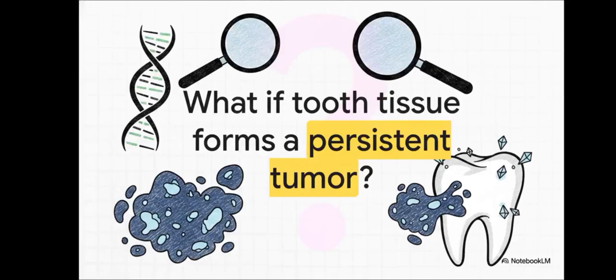Okay, let's dive right in by asking a pretty fundamental question. What actually happens when the tissue meant to build our teeth forms a persistent tumor instead? Think about it. The tissues designed to create our dental enamel, which is this incredibly hard, precise structure, suddenly take a totally different neoplastic path. The results are complex and, frankly, kind of deceptive.